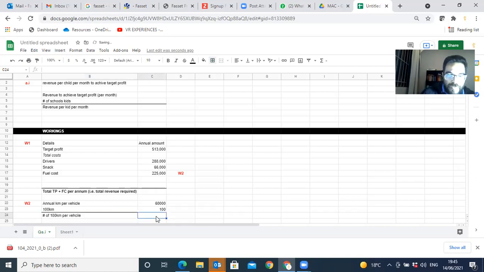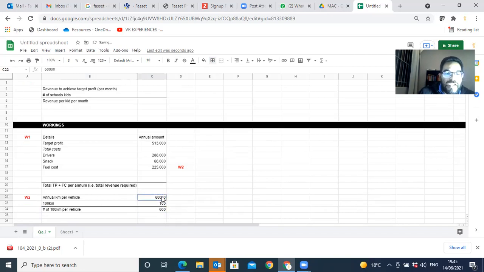So we know each vehicle travels 60,000 kilometers. They told us each vehicle uses 10 liters for every 100 kilometers. So we need to know how many 100 kilometers there are. So we're saying 60,000 divided by 100 kilometers, and that tells us that each vehicle travels 600 100 kilometers. So all this is telling us how many 100 kilometers each vehicle travels, and they travel 600 100 kilometers.